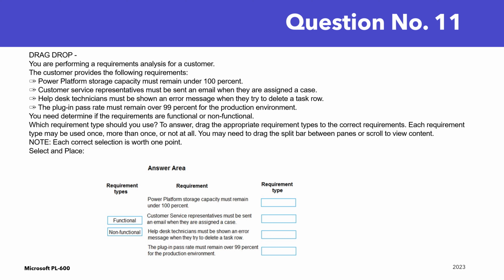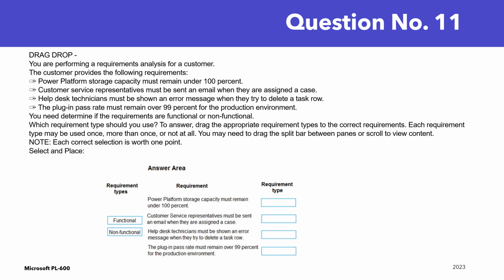Which requirement type should you use? To answer, drag the appropriate requirement types to the correct requirements. Each requirement type may be used once, more than once, or not at all. You may need to drag the split bar between panes or scroll to view content. Note: each correct selection is worth 1 point.